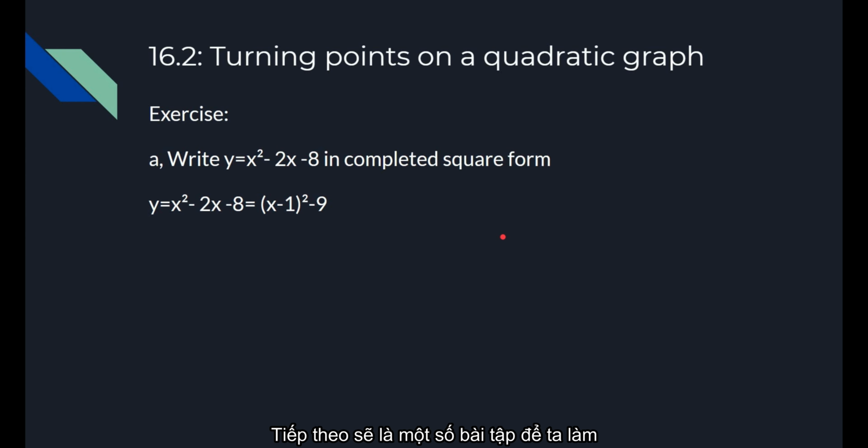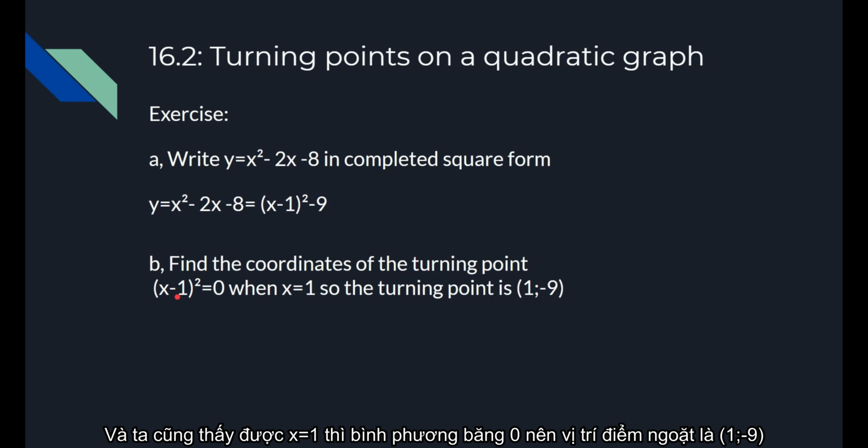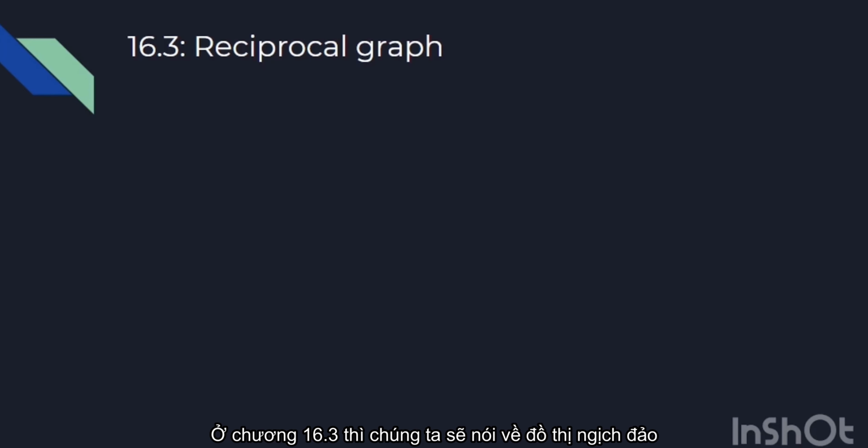Now we're going to go through some exercise. First, write y equals x squared minus 2x minus 8 in completed square form. We turn x squared minus 2x minus 8 into (x minus 1) to the power of 2 minus 9. Then find the coordinates of the turning point. We can see that this is minus 9, so this will be the y point, and we can see that (x minus 1) to the power of 2 equals 0 when x equals 1, so the turning point is (1, minus 9).